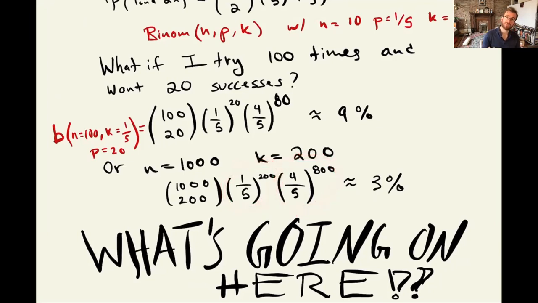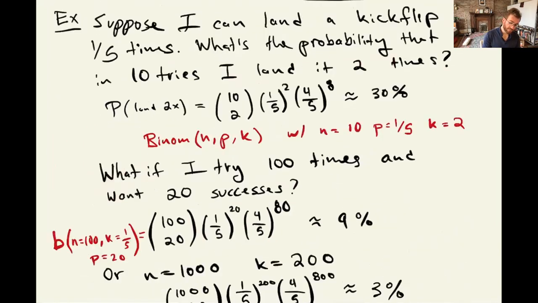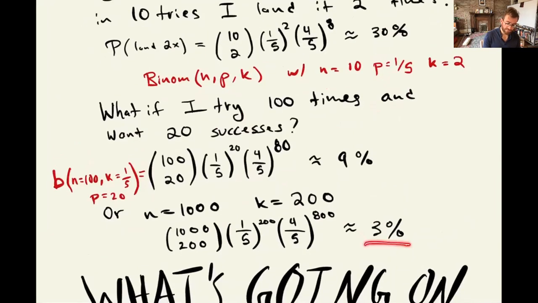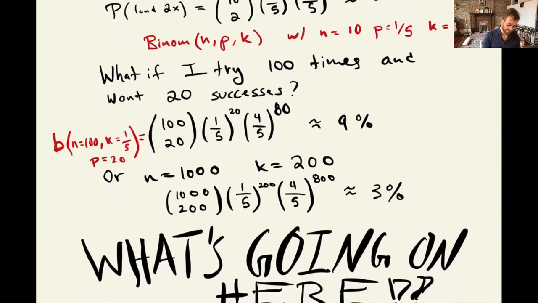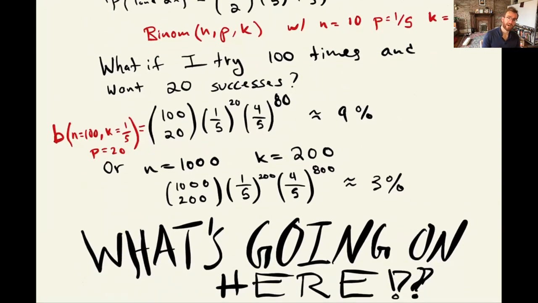So the question is, what's going on here? Why is it going from 30% to 9% to 3%? And notice that roughly the reduction in each step is about a third. Go from 30 to 9. A third of 30 would be about 10. And a third of 9 is 3. So can you explain this pattern?